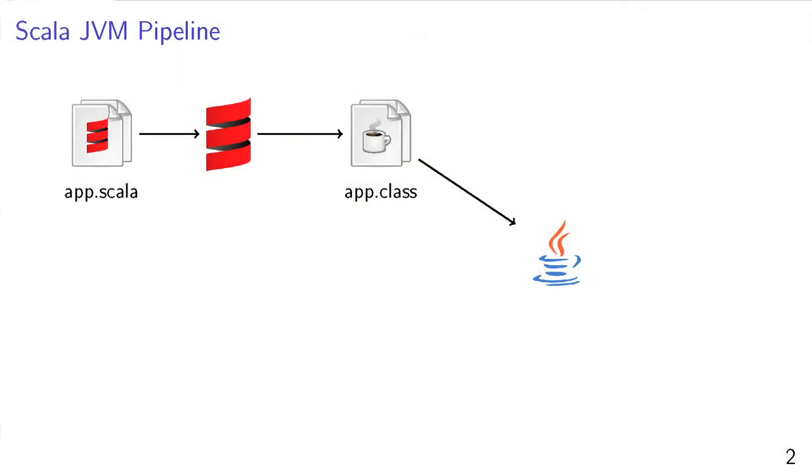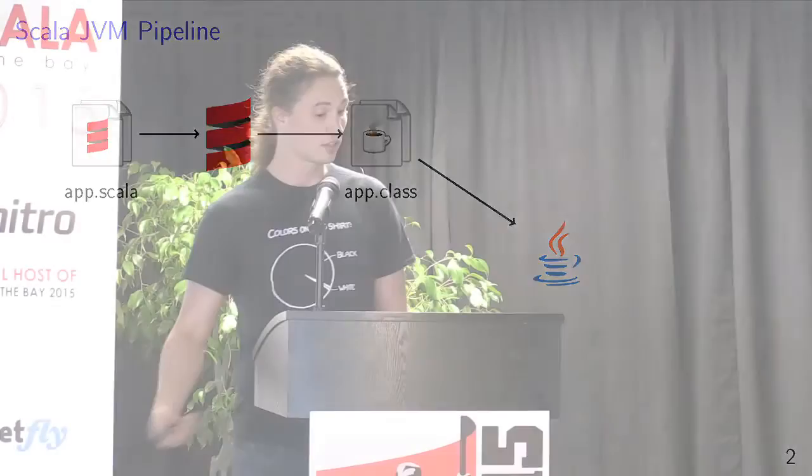Before we have a look at how Scala compiles to JavaScript, let's first remind ourselves how the Scala pipeline works for Scala on the JVM. Let's assume you're writing an app. You have your app Scala source file there. You feed that into the Scala compiler, and the Scala compiler will create a class file. That class file, you feed it to the JVM, and the JVM will run your application for you.